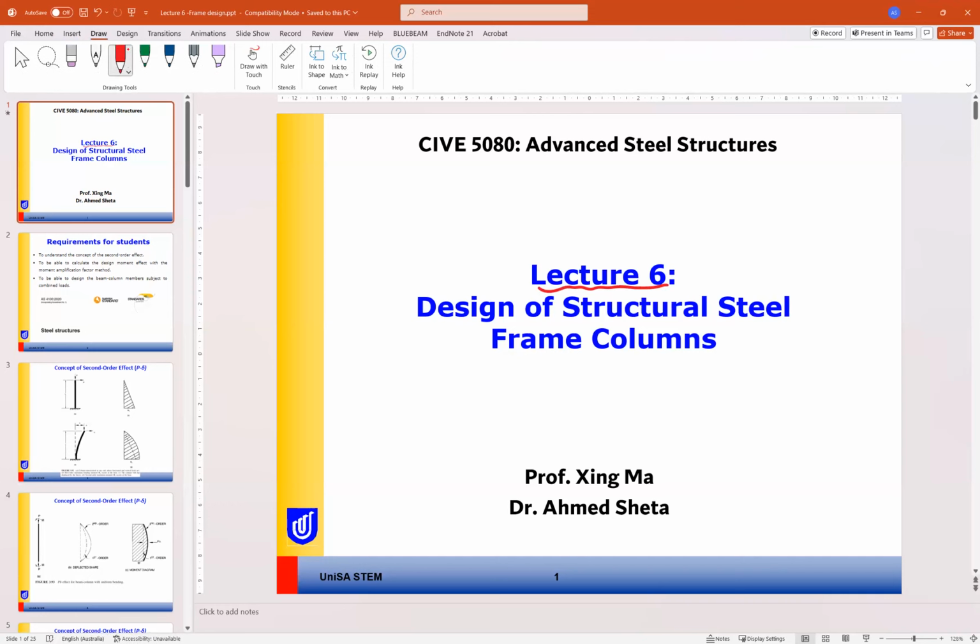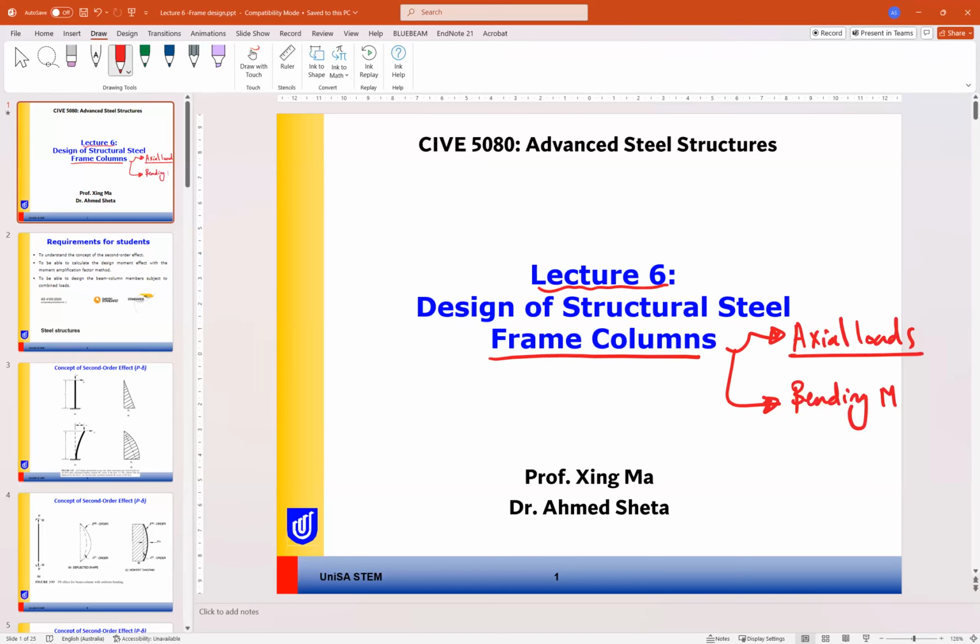Okay, so today our sixth lecture is on designing the frame columns. The frame columns are mainly under axial loads and bending moments. We have learned before how to design columns under axial load alone and members under bending moment alone. So the third part would be a combination of both.